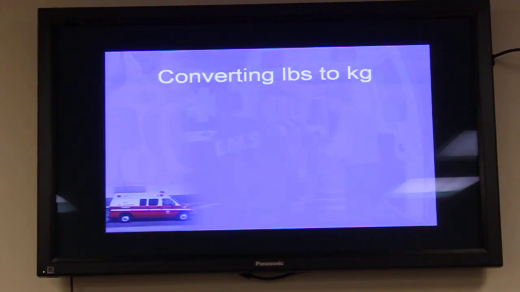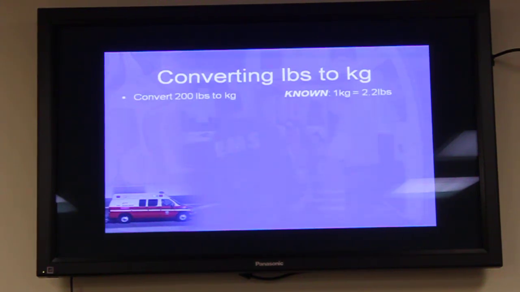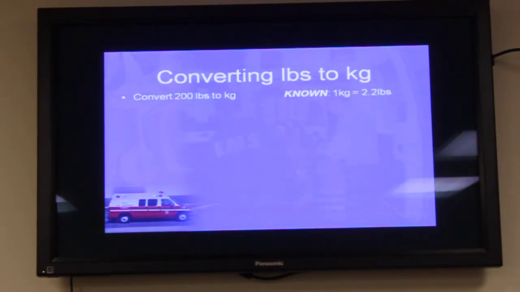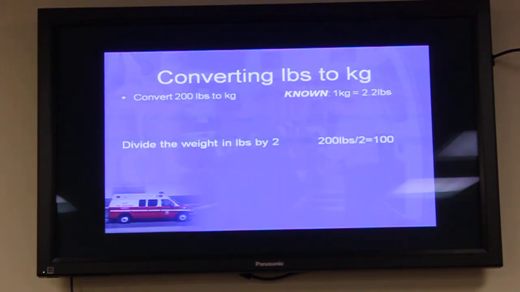Now, like we talked about, most of the rest of the world uses the metric system, however we don't. When we're talking about patients that are needing a weight-based medicine, the very first thing that we're going to have to do is convert pounds into kilograms. So assuming that we have a patient that weighs 200 pounds, we know from our math and from this particular class that 1 kilogram is equal to 2.2 pounds. So what we're going to do is initially divide the weight in pounds by 2, okay? 200 pounds divided by 2 is going to be 100.